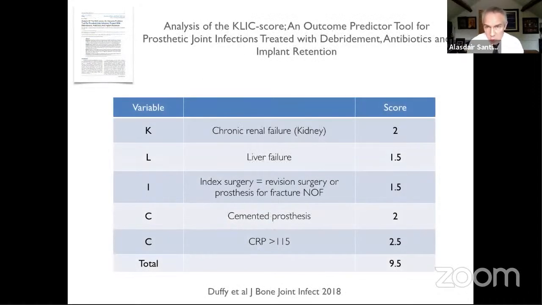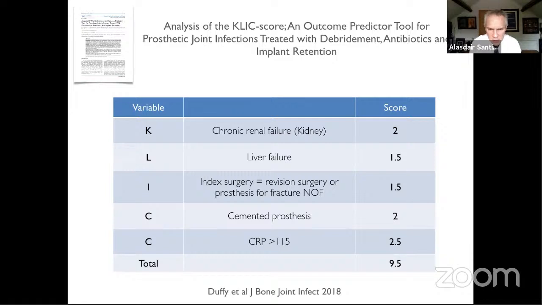Can you anticipate who will do well and who will do badly? This paper is 3 years old from Bristol, looked at the CLEAR score. For those of you who are not familiar with this, you get marked in 5 criteria. So, K stands for kidney. So you get 2 points if you've got a patient who's in chronic renal failure, 1.5 if they've got liver failure, 1.5 depending on their index surgery. Was it revision, a re-do, or was it for a fracture?